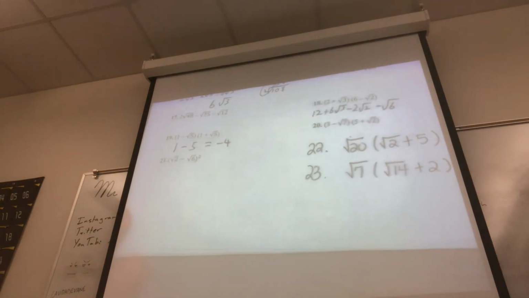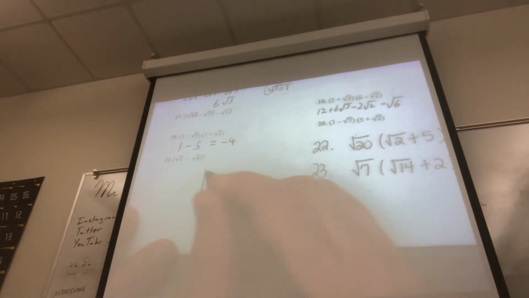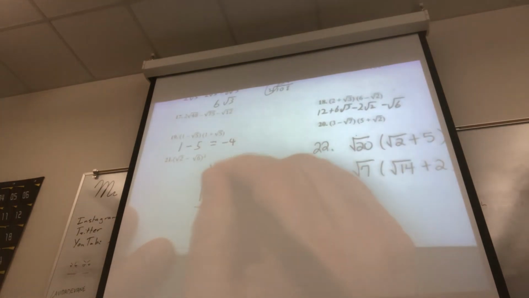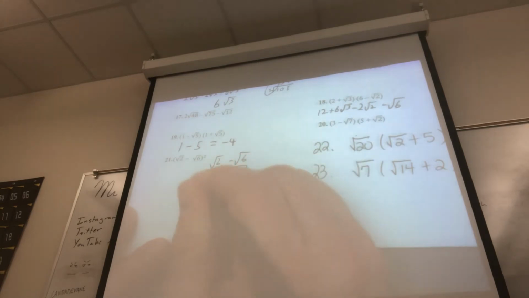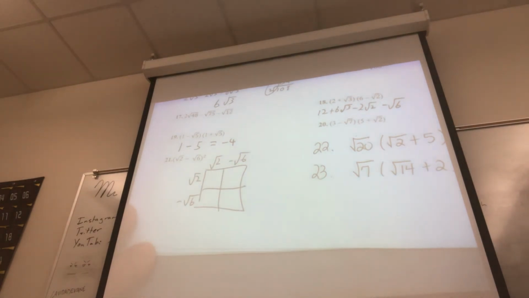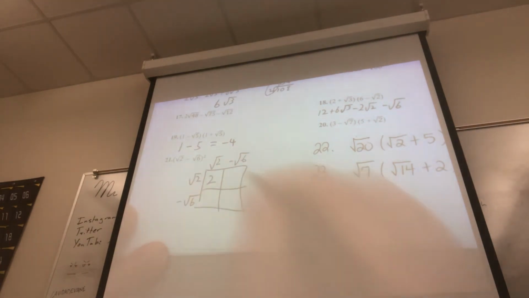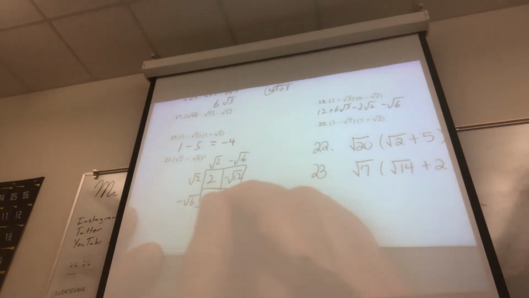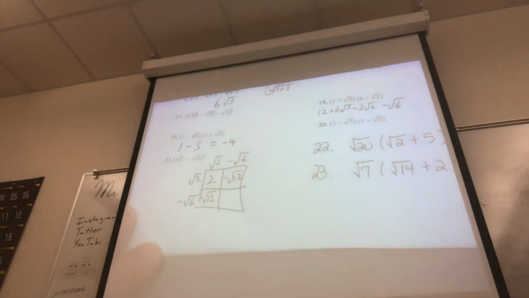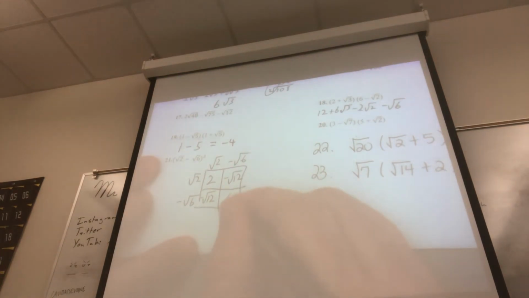On number 21, keep in mind when it looks like this, that means you're going to do the boxes. And it's going to be the same thing on both sides of the boxes. Square root of 2 minus square root of 6. Square root of 2 minus square root of 6. Square root of 2 times square root of 2 is the square root of 4, which is 2. This is going to be minus the square root of 6 times 2 is 12. 6 times 2 is 12 here too, so that's minus the square root of 12. And then 6 times 6 is going to give us the square root of 36, which is 6. And a negative times a negative is going to give us a positive 6.